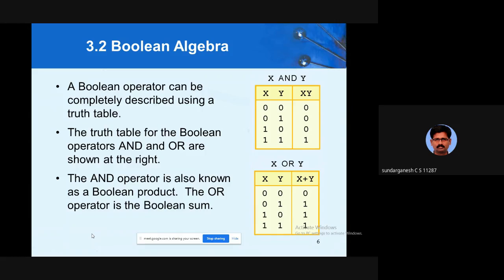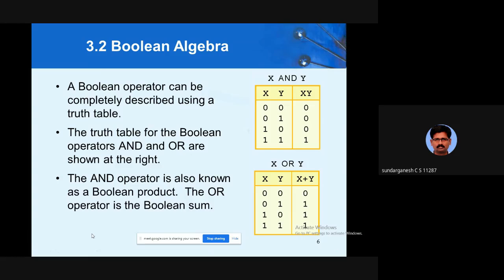So x and y are two inputs, and every input has only two values, either 0 or 1. So 2 inputs, 2 power 2, gives 4 combinations: 0 0, 0 1, 1 0, 1 1. Since it is an AND operation, you multiply: 0 into 0 is 0, 0 into 1 is 0, 1 into 0 is 0, 1 into 1 is 1. So this is the Boolean AND operation.